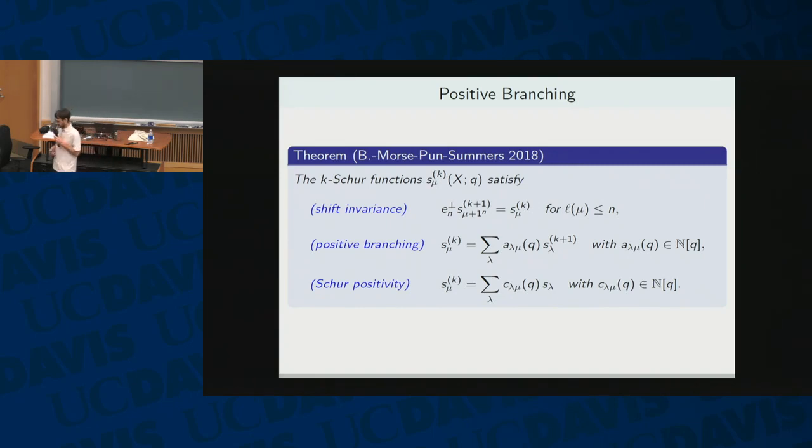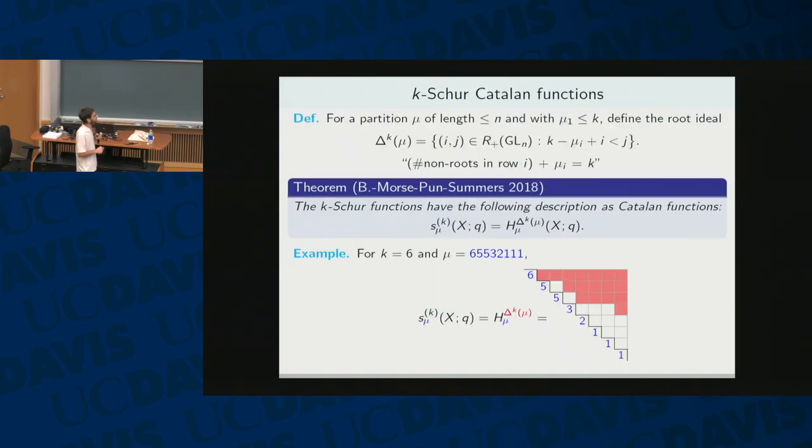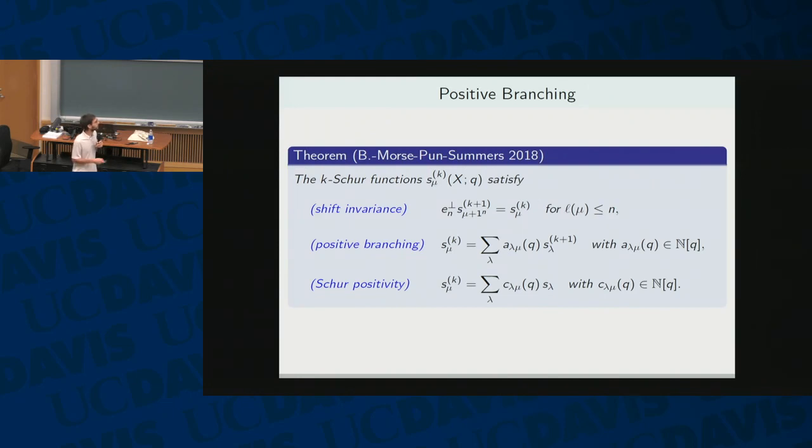One demonstration of why the Catalan function realization is useful is that it made this result immediate. If you go back to the definition of the root ideal, what it comes down to is the following fact. If I take this weight and subtract 1 everywhere, then mu_i plus the number of non-roots in each row is just going to be 1 less everywhere. It's going to give me k minus 1 now instead of k. And that property of this root ideal is directly what leads to this nice identity.